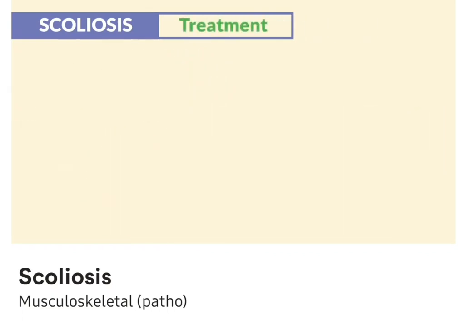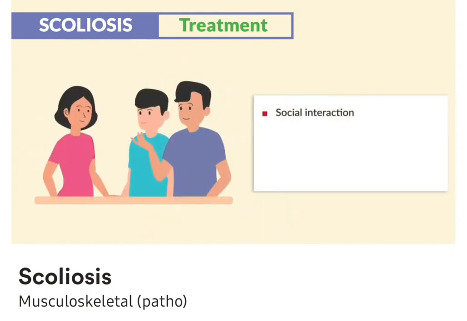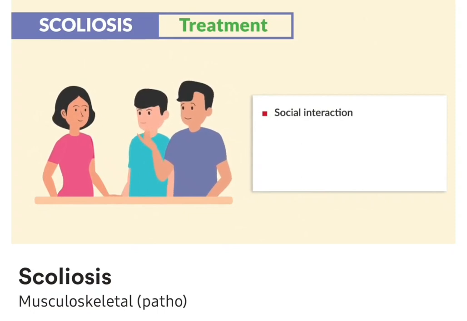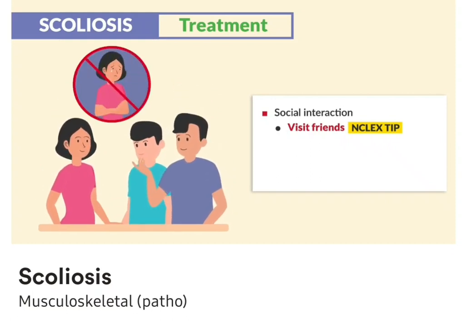Now for treatment. It includes physical exercise to limit the disease progression and maintain range of motion. So a big tip right here is social interaction. This is vitally important for adolescent age groups to provide acceptance and belonging with this S-shaped spine. So big NCLEX tip, write it down. Social interaction, we must ensure client visits friends. It's very important for the younger population to prevent isolation and loneliness during recovery. Huge NCLEX tip right there.